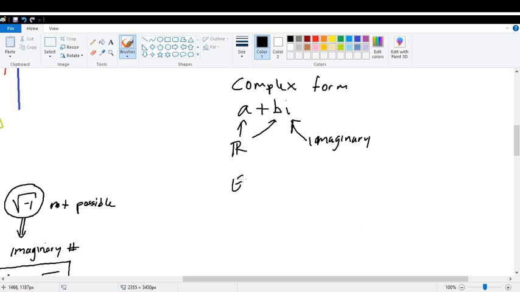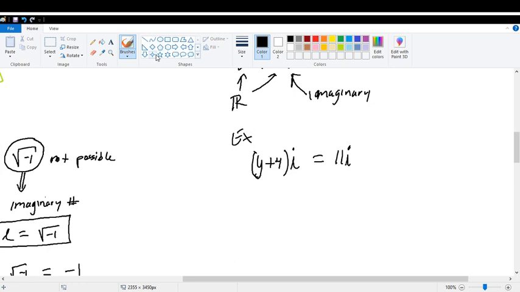So if I have y plus 4, times i equals 11i, and you have to find the value of y. Well, we know that this expression is being multiplied by i. So the opposite of multiplication is to divide. Divide both sides by i. That goes away, that goes away. And you're left with y plus 4 equals 11. Subtract 4 on both sides, and your answer is 7.